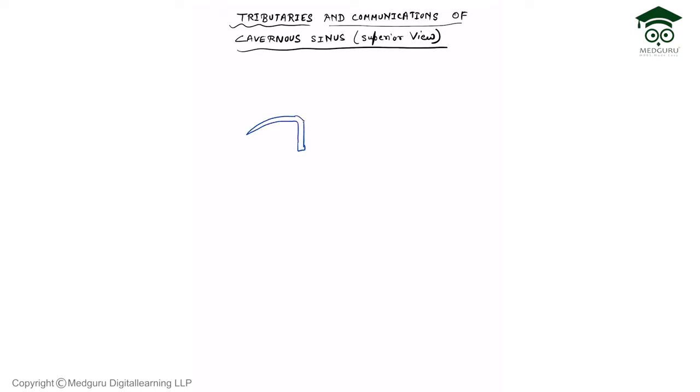the outline of cavernous sinus. We will use blue color for making the cavernous sinus. So here we have connected the two cavernous sinuses on either side, and we have written A and P. Here A stands for anterior intercavernous sinus and P stands for posterior intercavernous sinus. So thereafter we will make connections.